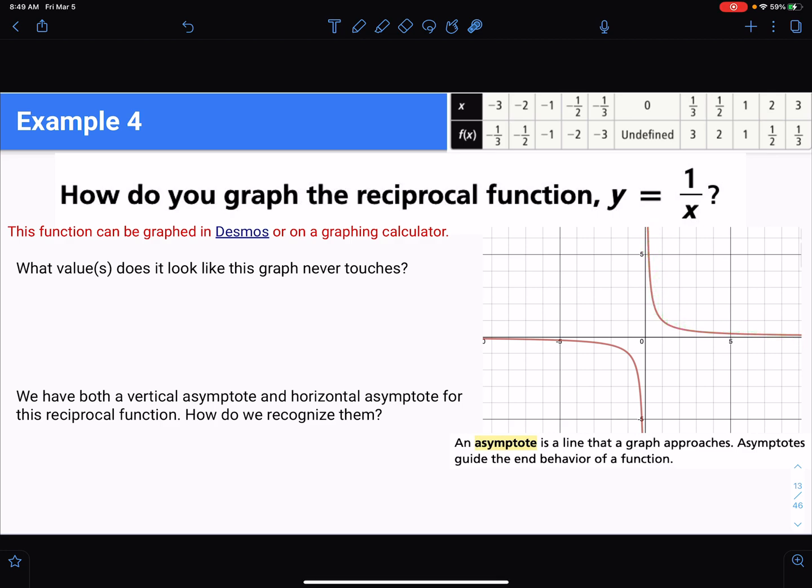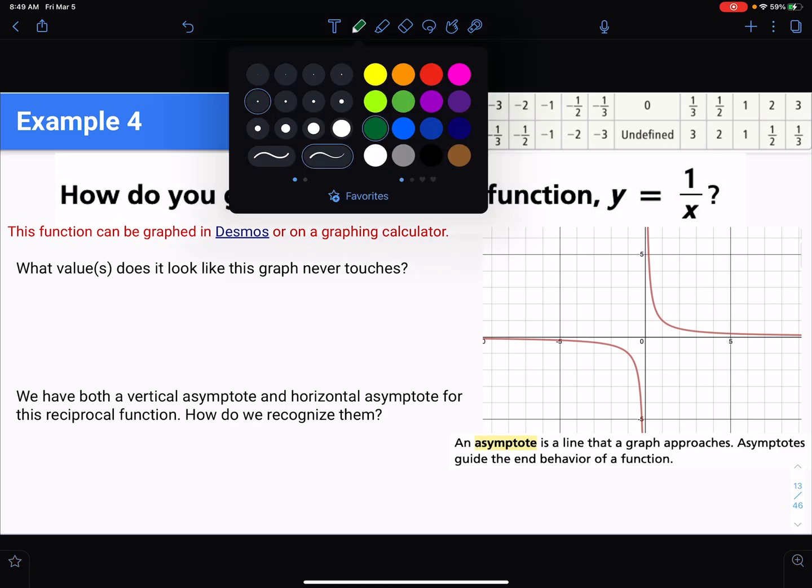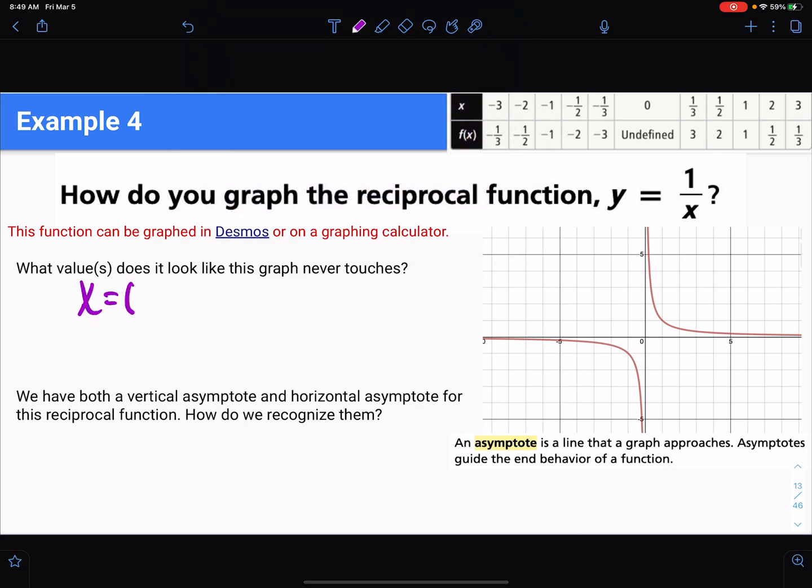So your first order of business is to figure out, well, what values kind of broke that function that I can see. Well, I noticed that at x equals 0, I have a quote break. So x equals 0 looks like no good. But at the same point, this axis looks like my function never actually really gets to it. It gets super, super close. And that value is y equals 0.